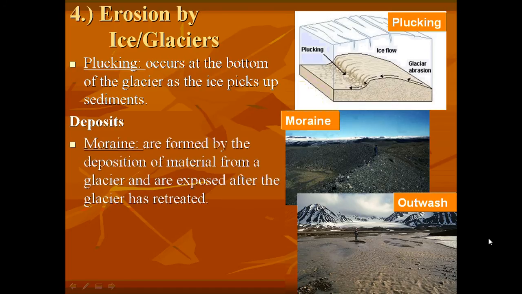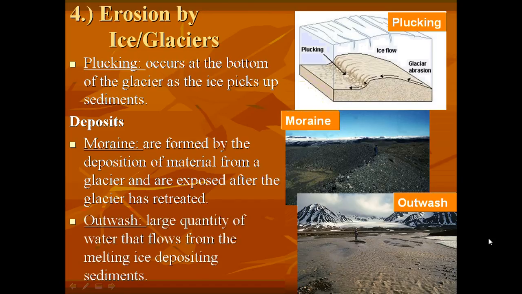When the glacier stops, it will deposit the sediment or stop moving the sediment. The middle picture is called a moraine, and they're formed by the deposition of material from a glacier and are exposed after glaciers have retreated or drawn back, kind of melted away.